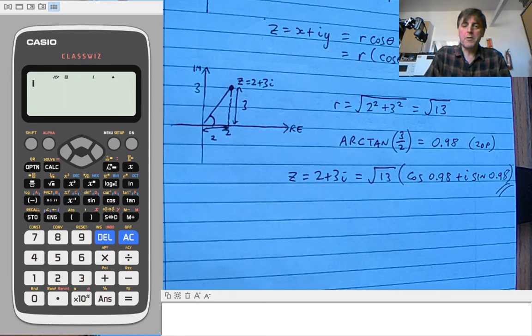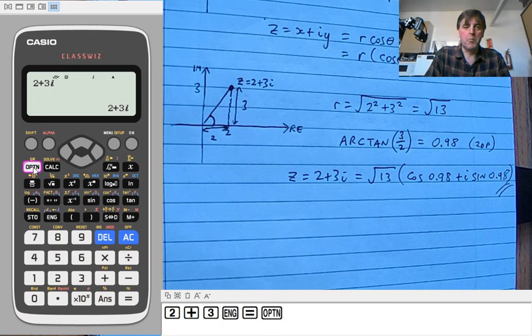Now, before we go too much further, I want to show you a feature on the calculator which actually allows us to convert numbers into modulus argument form. So let me just show you here how we could have done that on the calculator. I've already put it into complex number mode, and I'm going to put in here 2 plus 3i in the calculator. It equals there, so that's in there.